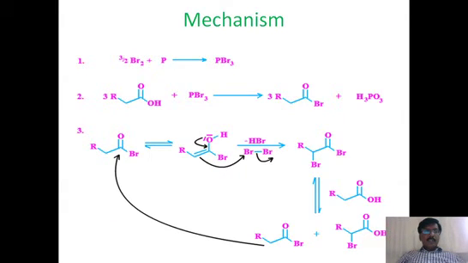Look at the mechanism of this HVZ reaction. Bromine with phosphorus first gives PBr3, phosphorus tribromide. This reacts with the carboxylic acid, where the OH group is removed and bromine is placed there. So RCH2COBr is formed. This is an acid bromide, and in this acid bromide there is further a migration of a proton, the alpha proton migrates to oxygen, so that an enol is formed. This is keto-enol tautomerism.